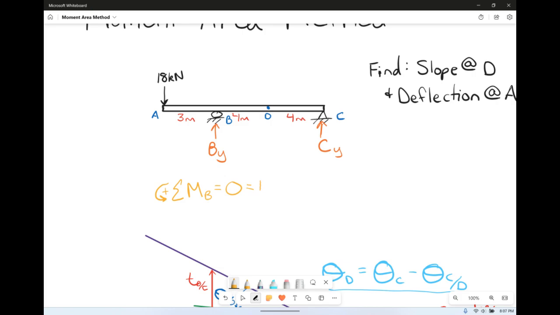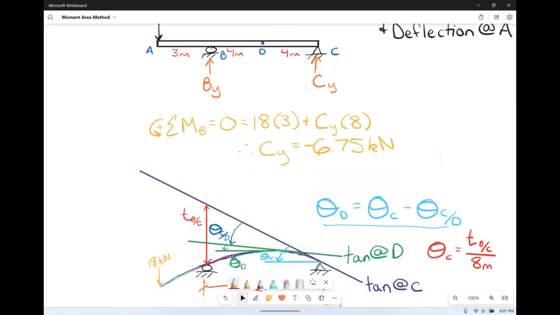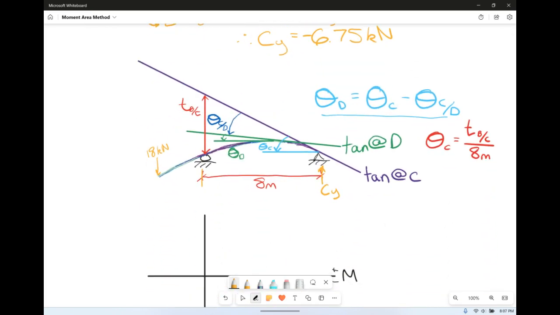So we have 18 kilonewtons times 3 meters. That's going to be going positively around B. And then CY is also going to go positive. So we have plus CY times his distance of 8 meters. So CY is going to equal negative 6.75 kilonewtons. So coming down here, again, remember we have negative 6.75 kilonewtons.